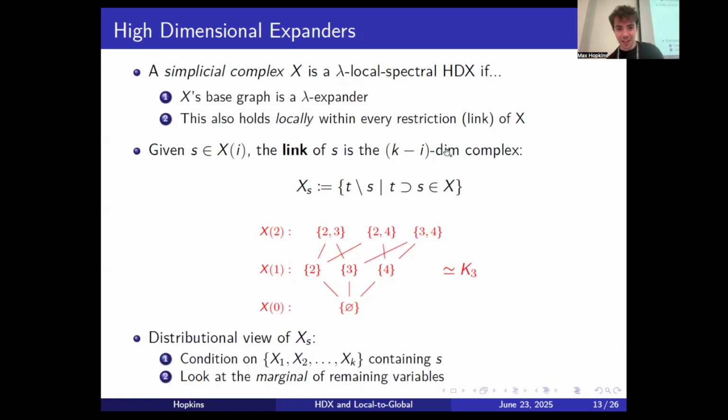Hold on. Right, if I have these variables, fix everything except x_{k-1} and x_k, yeah. That gives me a local graph, right? All the different possible fixings of this. If all of these are strong enough expanders, the entire thing will be a local spectral HDX.